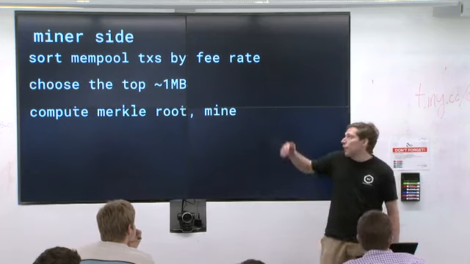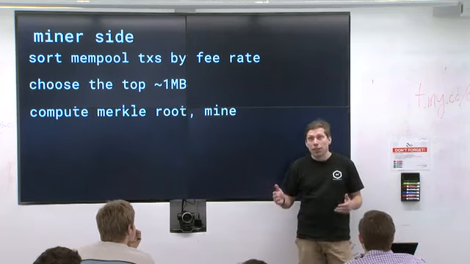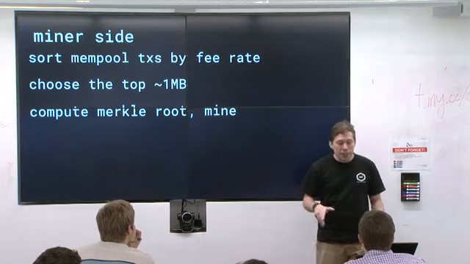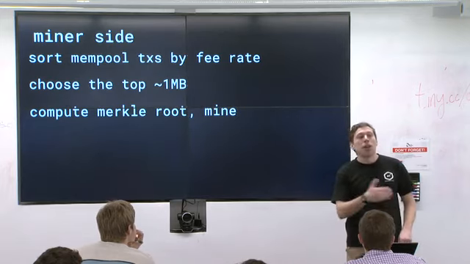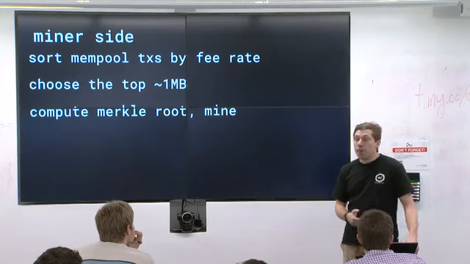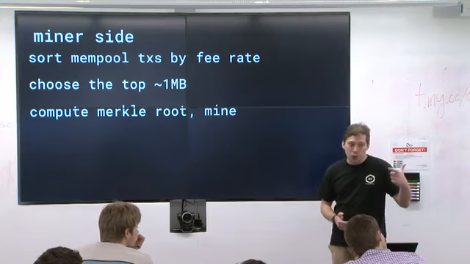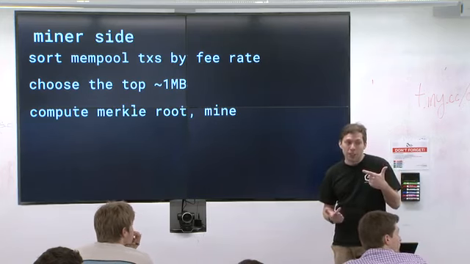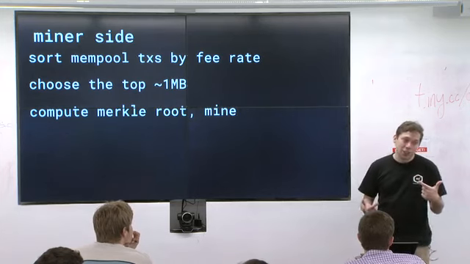So it's in the mempool. You don't know, but you're pretty sure that it has not been confirmed in a block already, right? But it may be the case that someone just came out with a block a few seconds ago and you haven't seen it. And then you are mining a stale transaction.